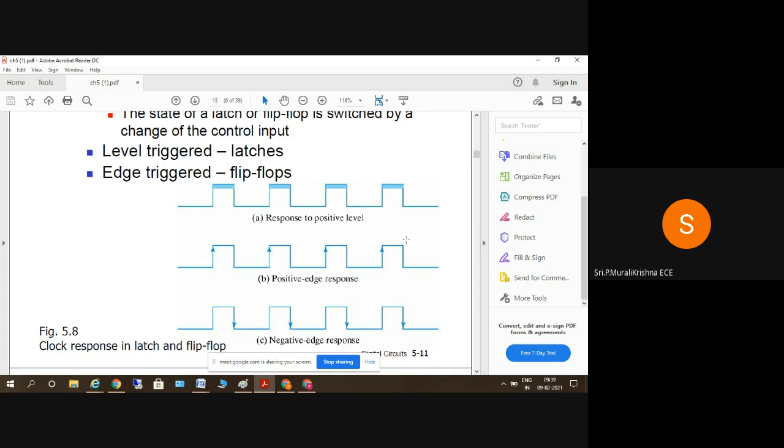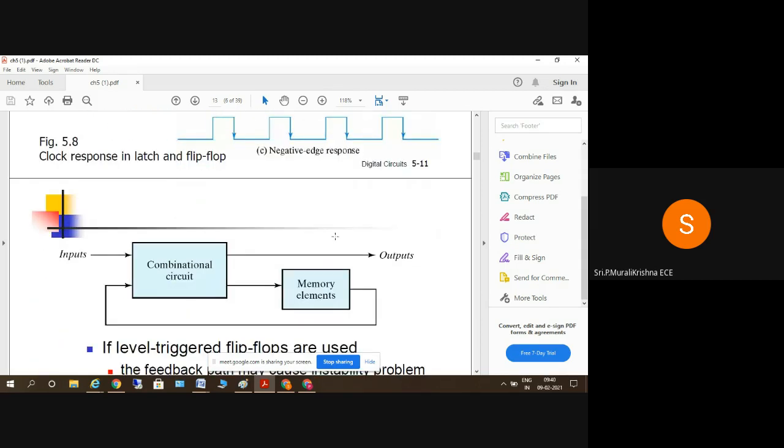No change means it will remain in the same state on application of input, or it will go to the next state, like the next state is 0, or the next state is 1, or the next state is the complement of the previous state. That is the meaning of state here. The state changes are decided by these inputs, whether it is a positive input or a negative input.